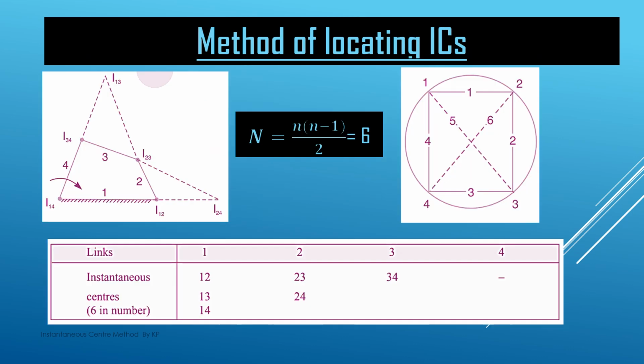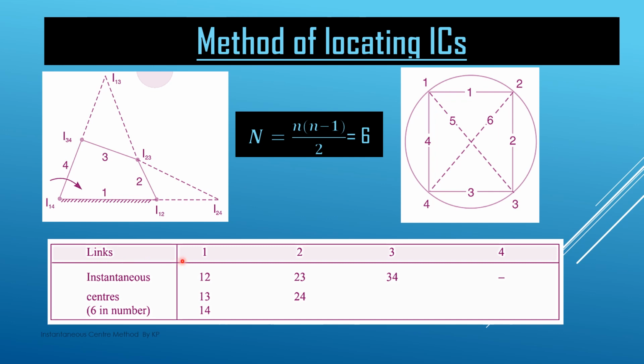In the previous slide, we discussed that there are 6 instantaneous centers for a 4-bar chain. Now, we see how to locate all these ICs. There are 4 links: 1, 2, 3, and 4. Using the formula n(n-1)/2, we get 6, so there are 6 ICs. First of all, we see all the possible combinations of ICs. In the first row, we represent the links. There are 4 links, 1, 2, 3, and 4, all written here. If there were 6 links, we could write up to 5 and 6 here. Then we see all the combinations.